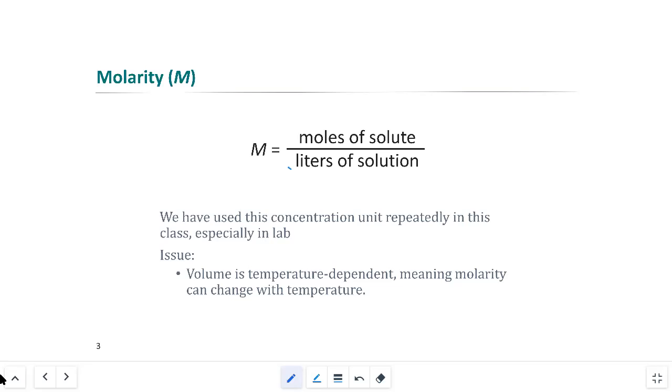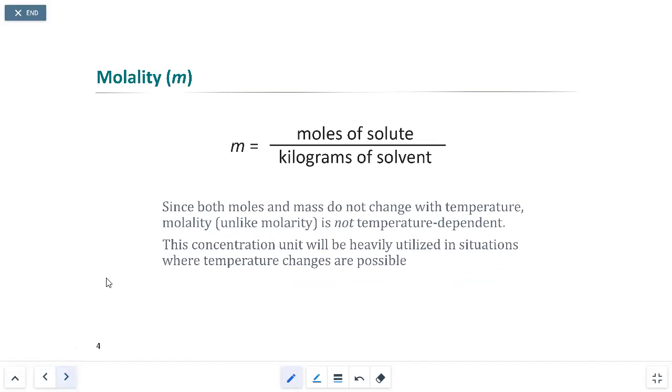So what we have to do is have another way of measuring concentration that doesn't have this temperature dependent component, so that when we are doing temperature studies, we don't have to worry about the variability of these fluctuating temperatures. And that's where molality is going to come in for us.